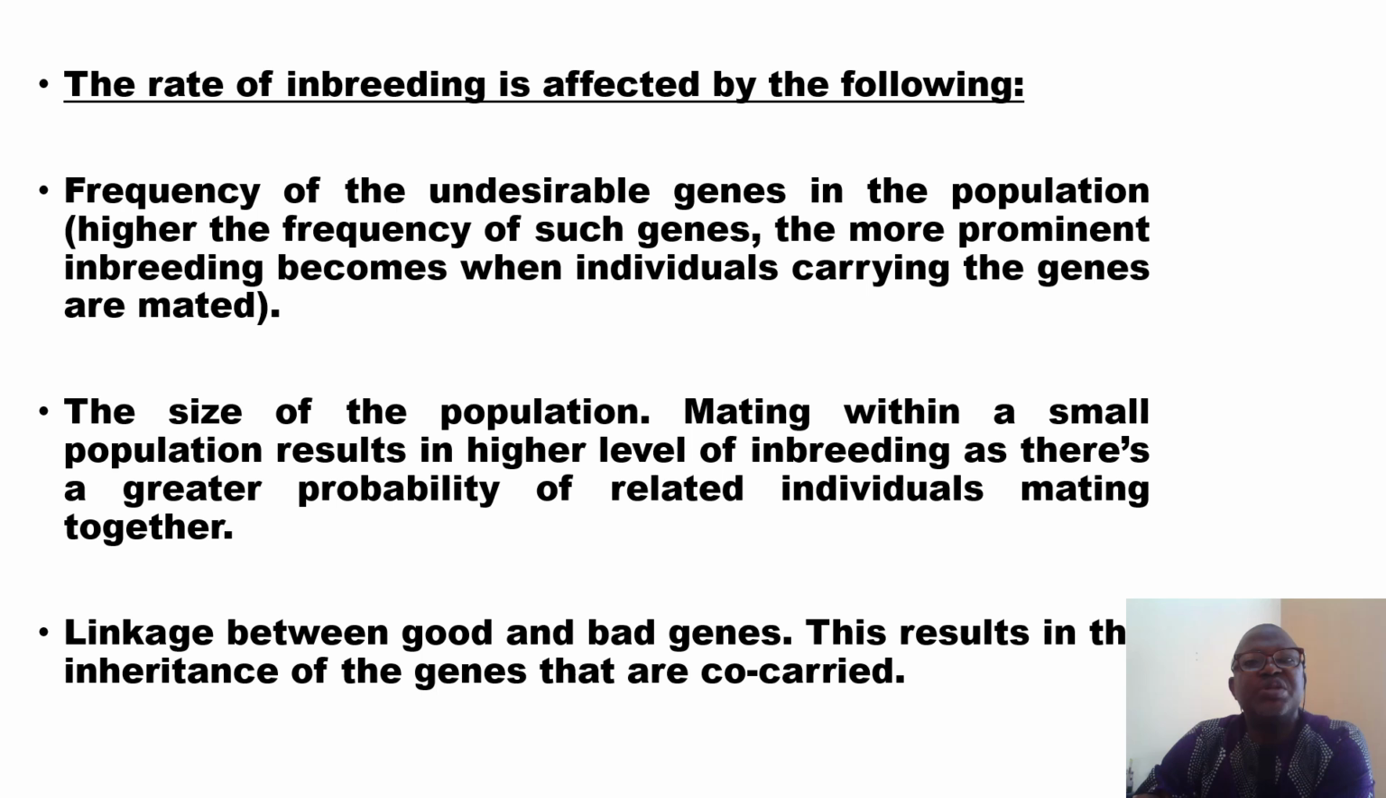It is affected by the frequency of the undesirable genes, meaning that the higher the frequency of such genes, the more prominent is inbreeding in that particular population. The size of the population also affects the rates of inbreeding. Mating within a small population will result in higher level of inbreeding because there is greater probability of related individuals mating together. Linkage between good and bad genes also influences the rate of inbreeding. This is because both the good and the bad genes can easily be transmitted from parents to their offspring.